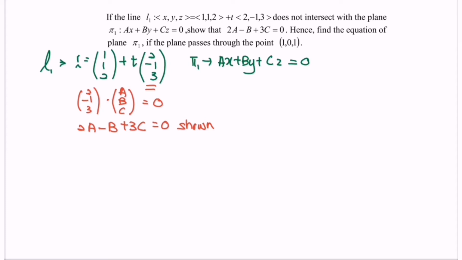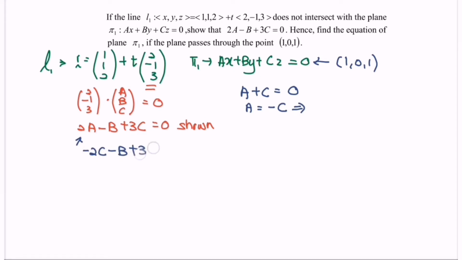So what we have to do is substitute the point into the equation of the plane. So we will have A, then 0 for the y, and then for the z, plus C equals 0. So kindly rearrange the situation where we have A equals negative C. Substitute A equals negative C into this part. So we will have -2C - B + 3C = 0. Then finally we will have C - B = 0, so C equals B.